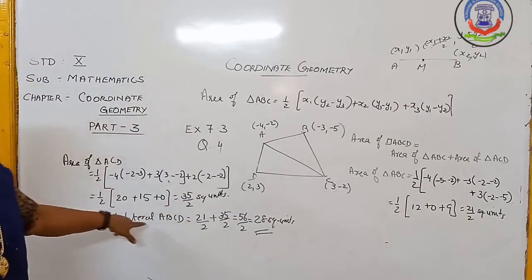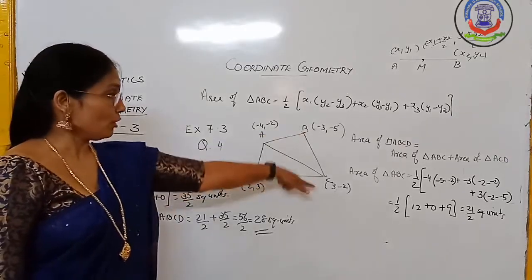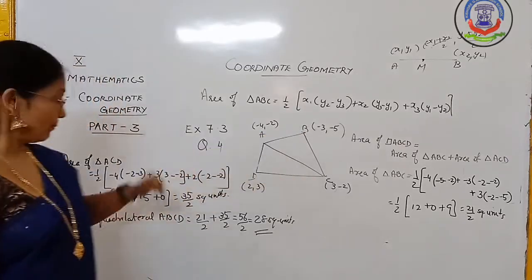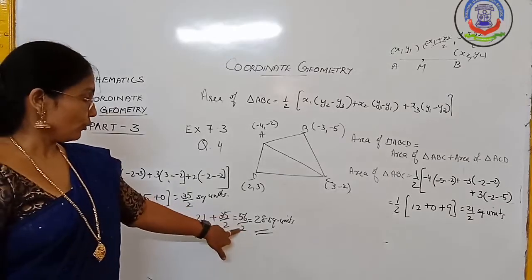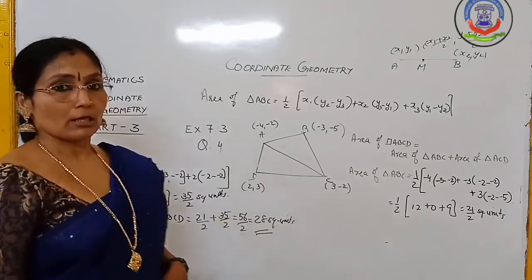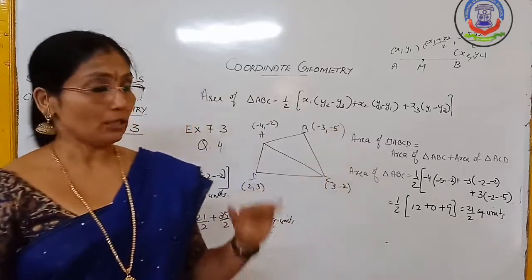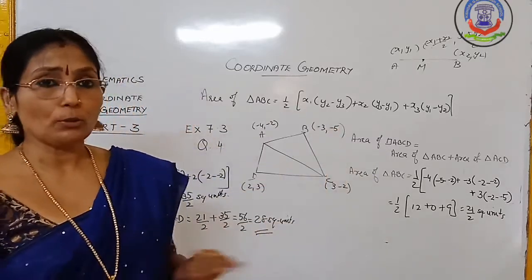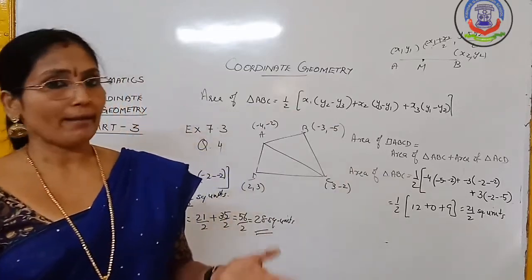Now the area of the quadrilateral, you get by summing up both these areas. So you will get the full area of the quadrilateral ABCD. That means 21 by 2 plus 35 by 2 is equal to 56 by 2, which is 28 square units. Now I think you are clear how to apply this formula in various sums. Now you should complete exercise 7.3. One question remains that you can do yourself.